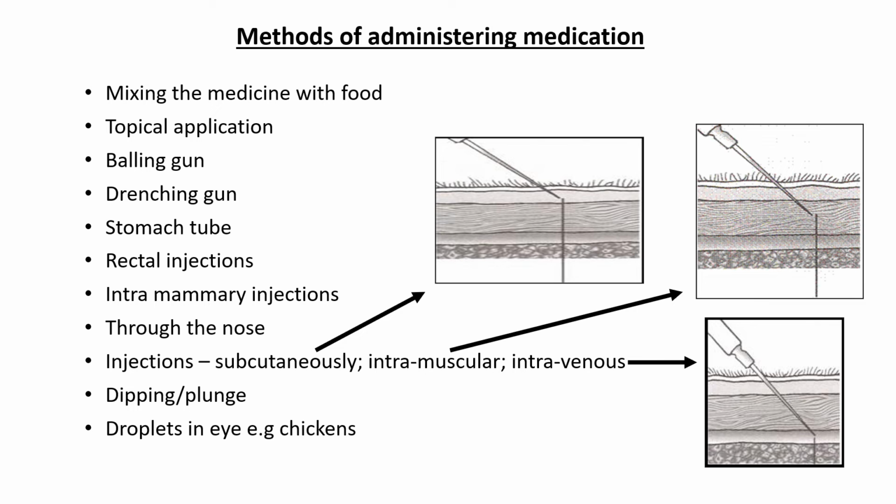Then also rectal injections. So again, the vet gives an injection. Then also intramammary injections. This has to do with mastitis or the udders. So intramammary means inside the mammary glands of an udder. So again, the mammary glands are the area that makes the milk inside the udder. Or then do you have to give the medication through the nose? And then also here, injections.